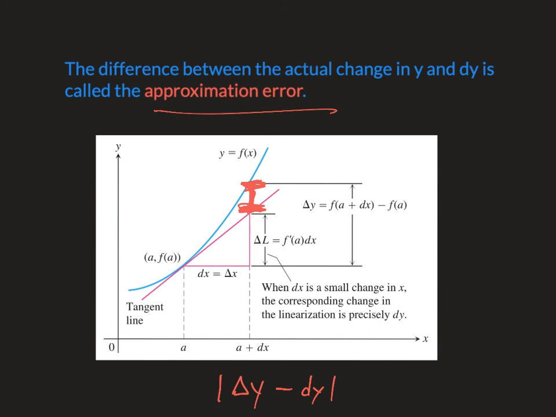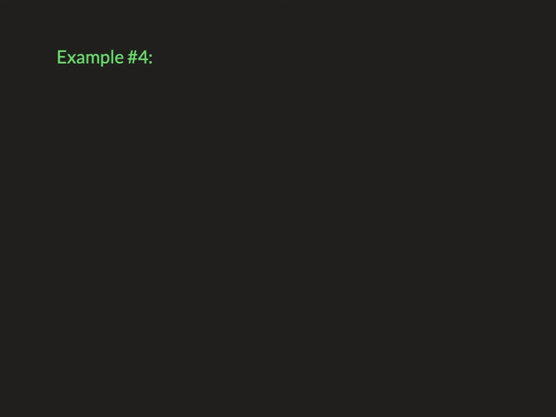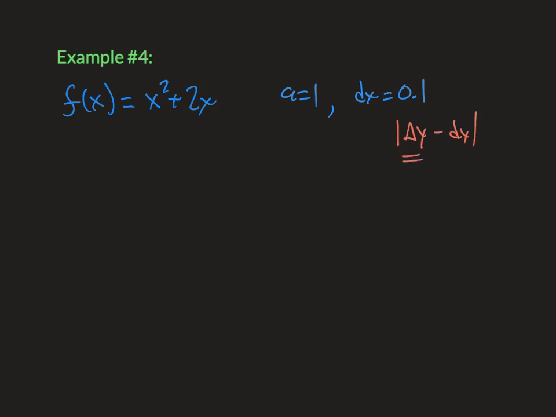Let's look at one more example and we'll wrap this video up and we'll get you onto some exercises. So in example 4, we're going to consider the function f of x equals x squared plus 2x. And we're interested in the point a equals 1, so x equals 1 with a differential of 0.1. And then what we want to do is compute the approximation error. And remember, from the last slide, we said that the approximation error is the absolute value of delta y minus dy. So I'm going to need to figure out what delta y is and what dy is.